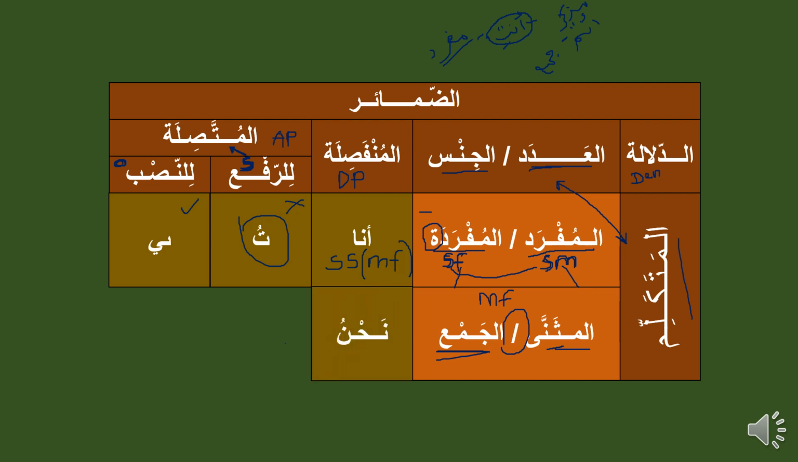So let's look at that. We have nahnu. This is the detached pronoun of mutakallim al musanna or mutakallim al jam. If you are dual, maybe I and Ahmad, and I want to say I and Ahmad we are students, I will say: Nahnu talibaan. I and Ahmad, we are two students.